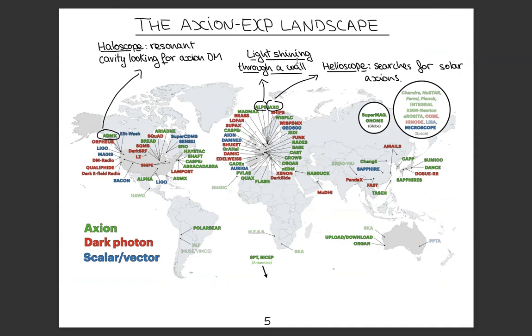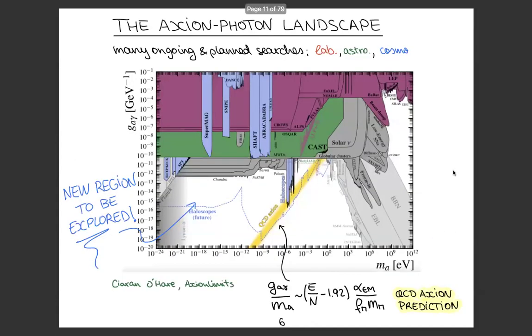We also have light shining through a wall experiments, which is essentially you take a very intense laser, you point it to a wall, and now if there is a very strong magnetic field, there is a non-zero probability that a photon oscillates into an axion, goes through the wall, and then it oscillates back into a photon that you can detect. And finally, for example, we also have helioscopes like the proposed IAXO that aim to find axions that are produced in the sun.